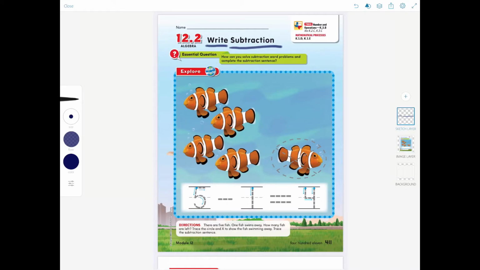For some math instruction, we're going to talk about writing subtraction. Write subtraction is the title of our lesson today. We're going to be talking about how we can write subtraction as a number sentence. We've done this a little bit before, but this time more purposefully. So today we're going to answer the question: how can you solve subtraction word problems and complete the subtraction sentence?